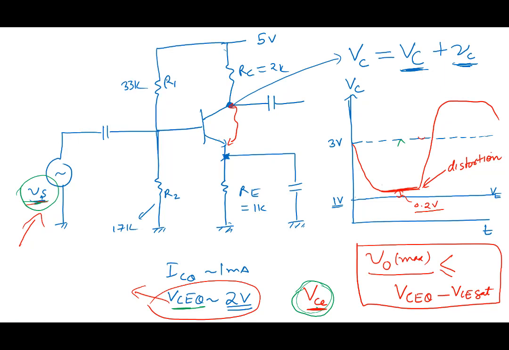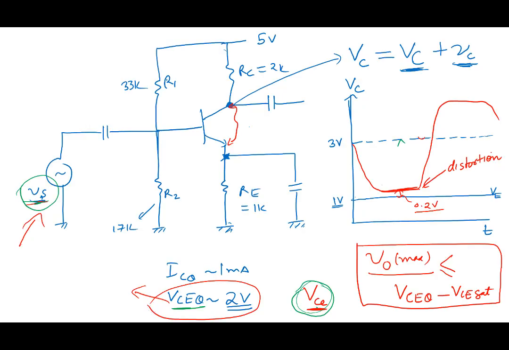What do you have to compromise? If you would like to increase VCEQ, then what are the options before you? You will have to either decrease the drop here or decrease the drop here, because VCC is fixed, let's say. Supply voltage is fixed. So supply voltage is equal to the drop here plus the drop here. So either you reduce the drop here or you reduce the drop here.